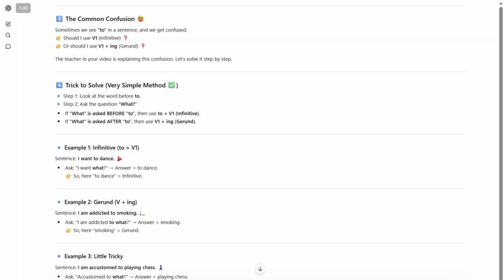Should I use V1 infinitive or V1 plus ing gerund? The teacher in your video is explaining this confusion. Let's solve it step by step. Trick to solve, very simple method.